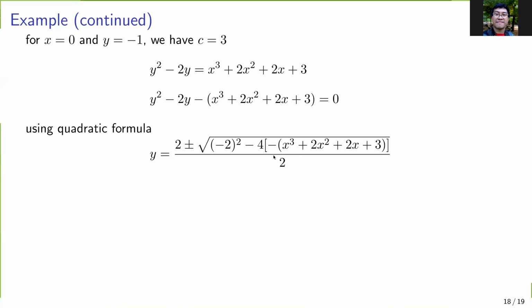So distributing the 1/2 from the 2 in the denominator to the 2 terms, the 2 here and 2 cancel. You have 1 plus or minus the square root of, we put the 1/2 inside the square root, so that becomes 1/4. The 4 here cancels with 1/4, and the minus 4 also cancels with 4. We are left with plus x cubed plus 2x squared plus 2x plus 3. 1 and 3 add up to 4.